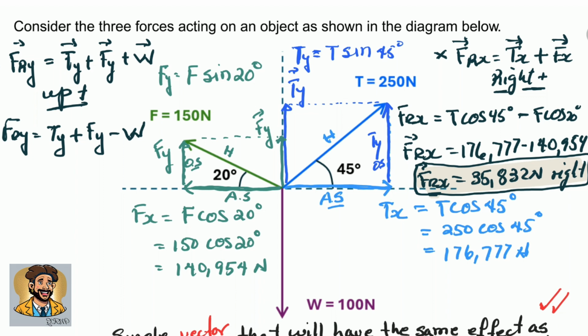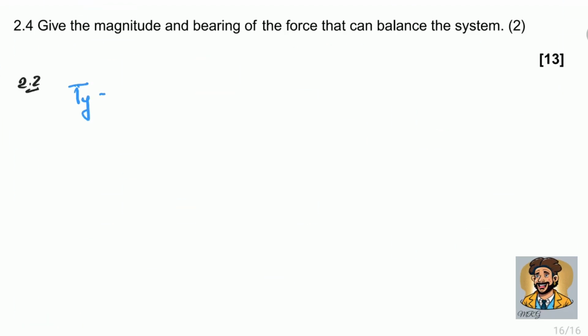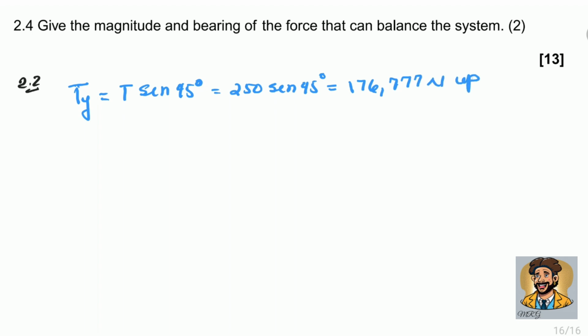Guys, you may do the calculation separately if you think it's going to be too much in one equation here. By saving the space, I'm making too much stuff here. So let's calculate each of them on their own. So here we go. T in y is equal to T multiplied by sine of 45 degrees. This is equal to 250 multiplied by sine of 45 degrees, and this is equal to 176.777 Newton. I'm going to write up.